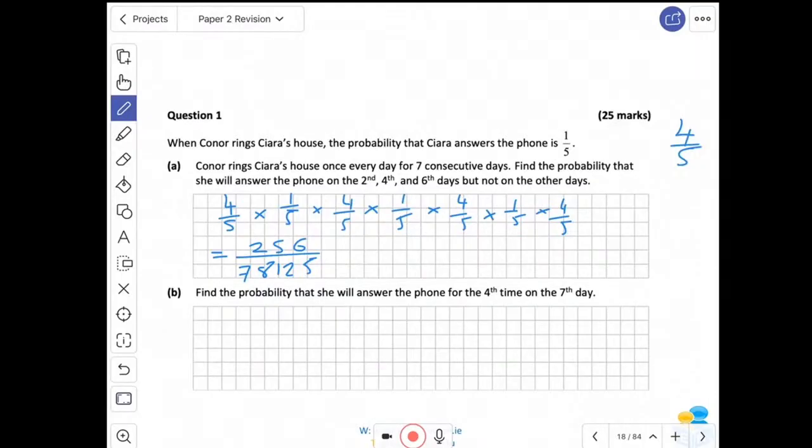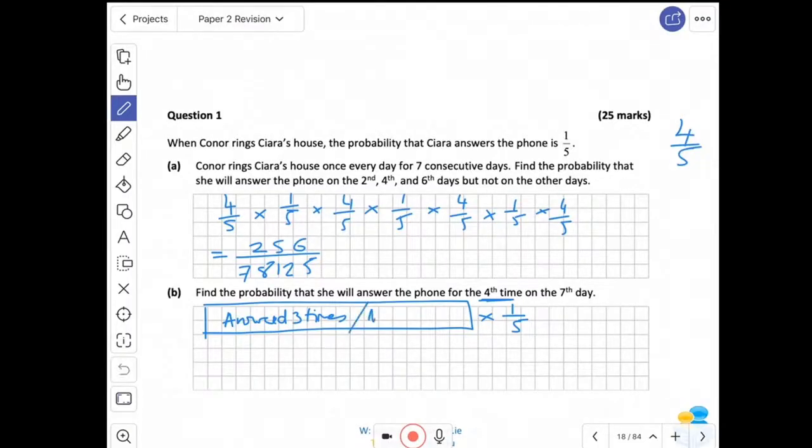If we imagine we've got our 6 days here, and then our 7th day where she answered the phone, so 1/5 would go here. The problem we have in the box here, which represents the 6 days, is that she answered it for the 4th time on the 7th day. That means she answered it 3 times in here, and that means she didn't answer, no answer, on 3 times as well. So 3 of the days she answered, 3 of the days she didn't answer.